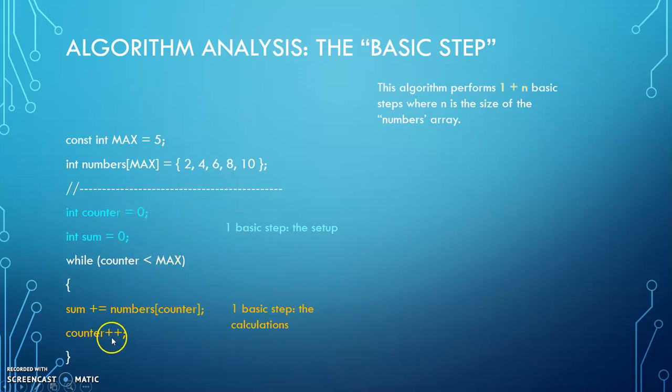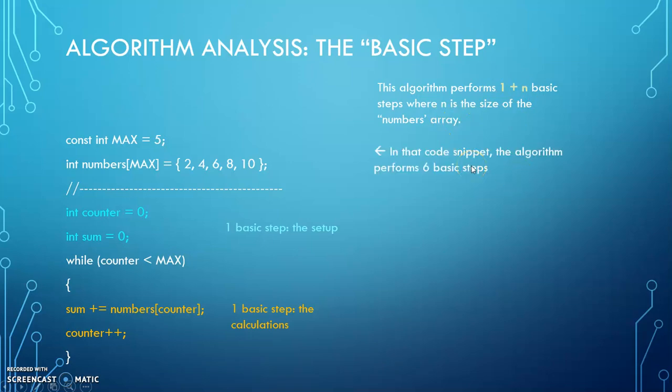Now the loop is going to go max number of times, or 5 times, or specifically the number of elements that are in the array, which we're calling n here. n is the size of the array. So this basic step is going to go 5 times. So it's 1 plus 5. This thing is going to run in 6 steps, but it's really the 1 plus n, where n is the size of the array.